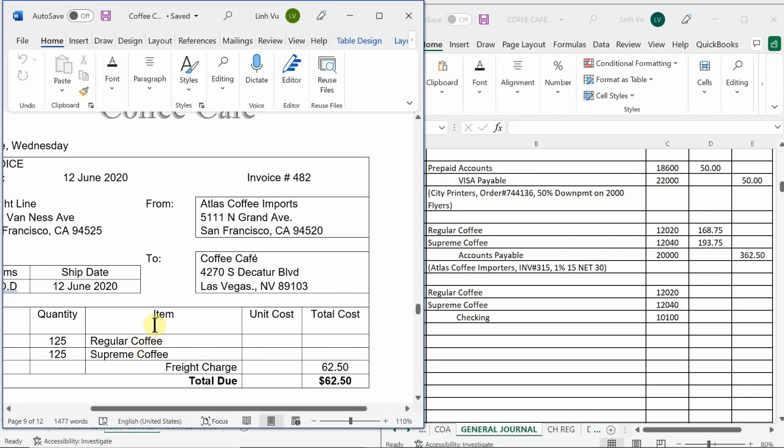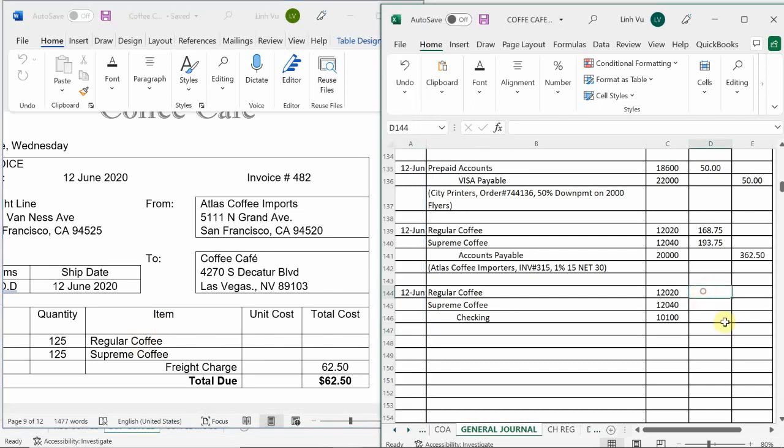So what is half of 62.50? You can calculate it right here. 62.50 divided by 2. 31.25, right? Which should give you the grand total of 62.50.